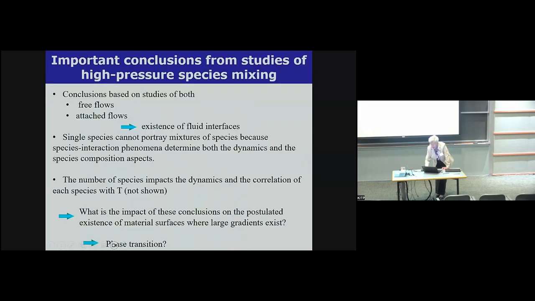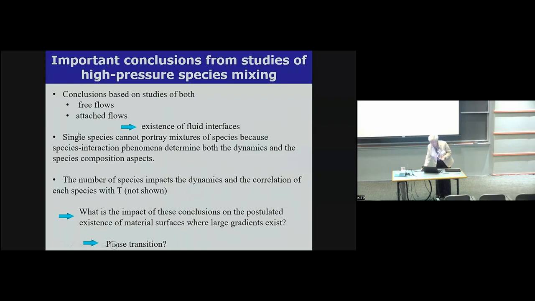Now, let's say some important conclusions from the studies that we have so far. For free flows or attached flows, we see that there are fluid interfaces. Now, we also have seen that single species cannot portray mixtures, okay? And we've seen that because you'll never get results like that, for example, for a boundary layer that has a single species. And I haven't shown you that, but it turns out that the number of species also impacts the dynamics of the correlation between each species with temperature, which is very important for combustion.